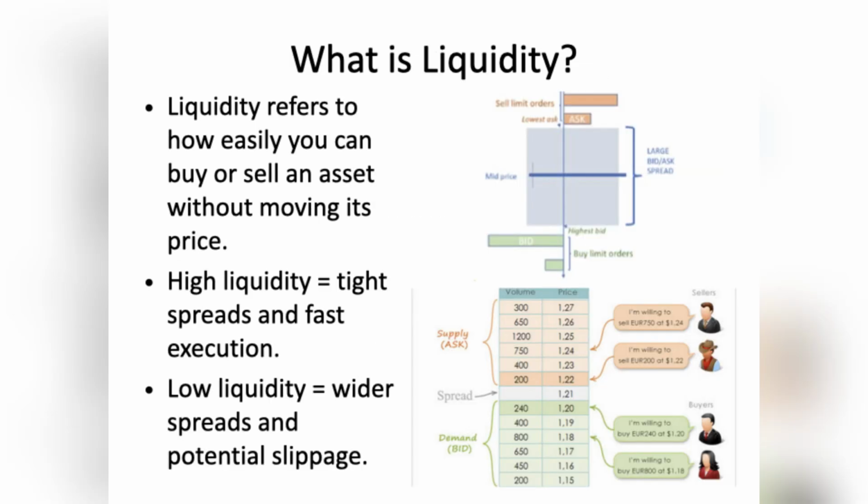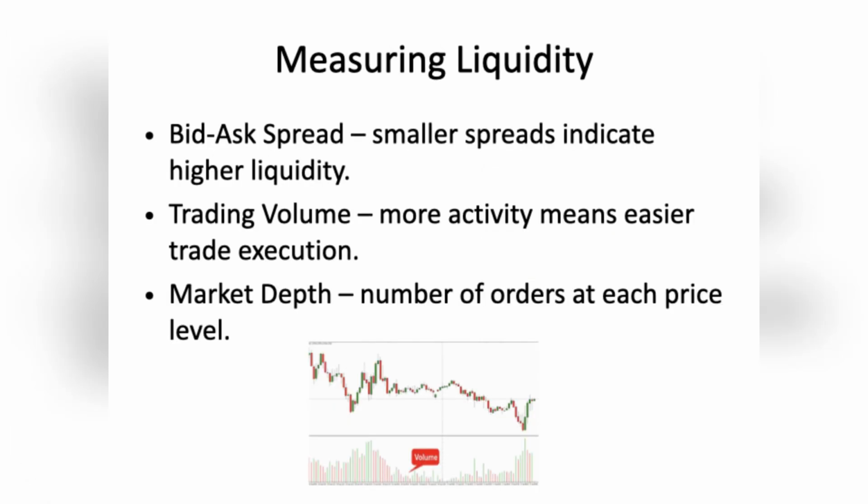Liquidity is about how easily an asset can be bought or sold without changing its price too much. In a highly liquid market, like major forex pairs or big stocks, there are plenty of buyers and sellers, so trades happen instantly and spreads are tight. In a less liquid market, such as small-cap stocks or exotic currencies, there may be fewer participants, meaning wider spreads and slower execution. A good visual here would be comparing two order books, one deep and full of orders, and another thin and empty.